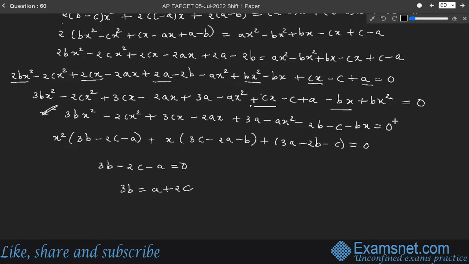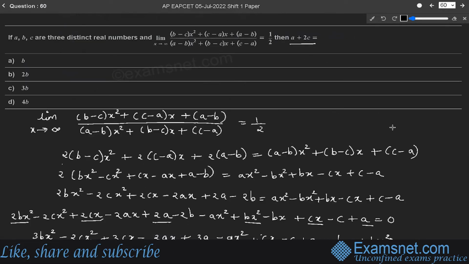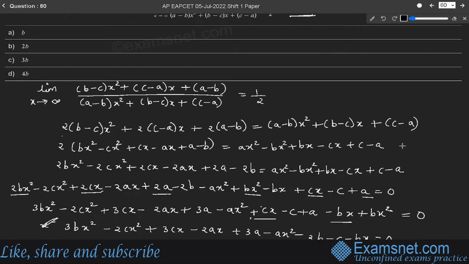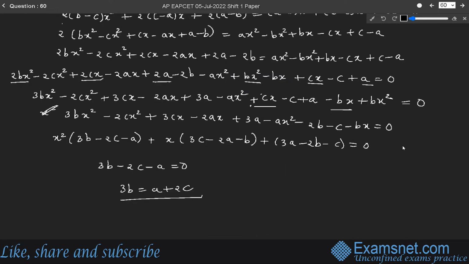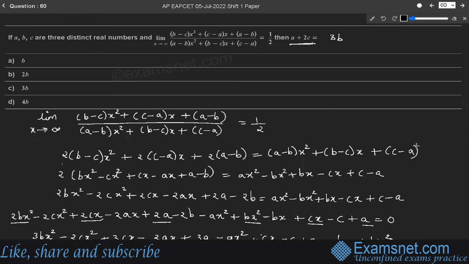We have to equate the terms because this whole equation is equal to 0. So every single term will also be equal to 0. So we can say that 3b is equal to a + 2c. See, we have proved that 3b is equal to a + 2c. So option number C is the correct option for this question.